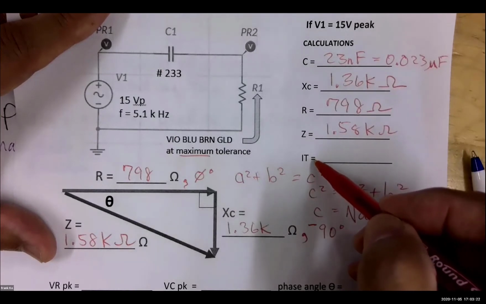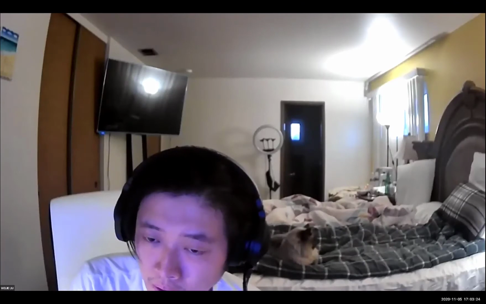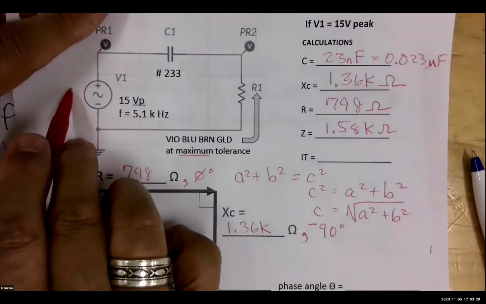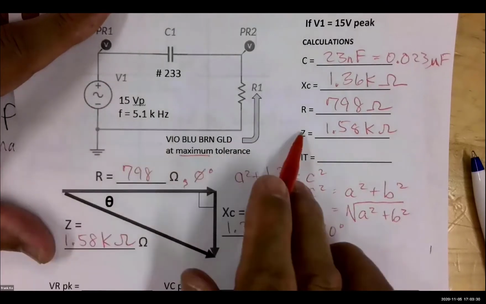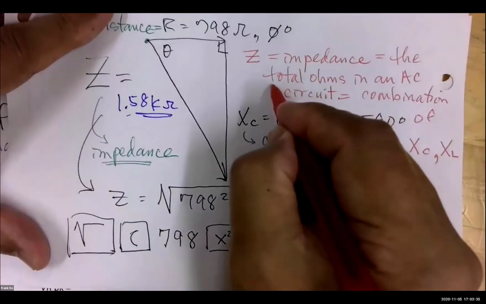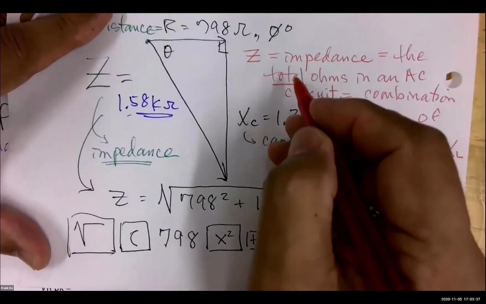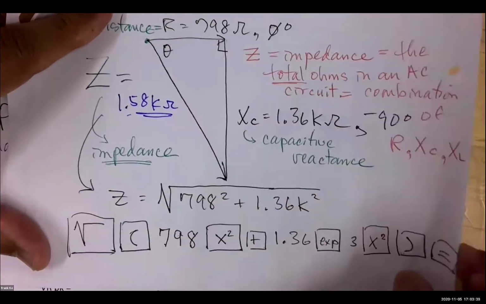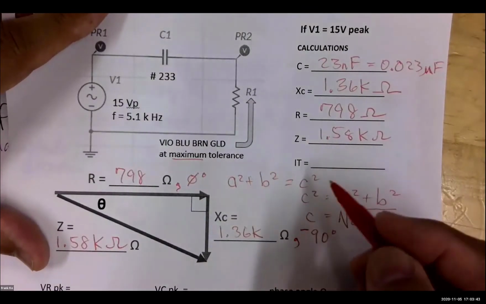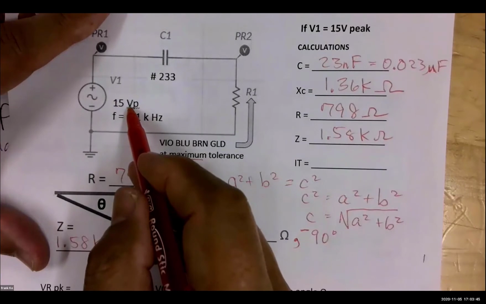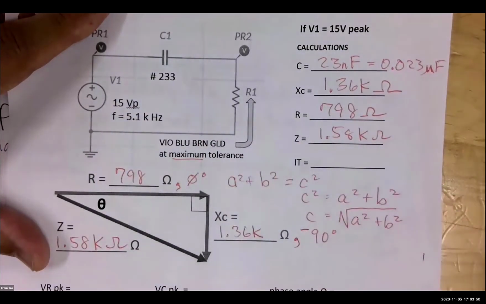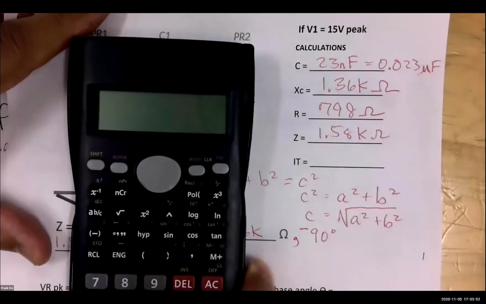What do you think we're going to do, Wei Ji? We divide it by the impedance. We should divide total voltage by total ohms, because we said, you're right, the impedance represents total ohms. So if I want total current, I have to use total ohms. So in this particular case, my IT is going to be equal to 15 volts peak divided by my 1.58 kilo ohms. So let's go ahead and do that.